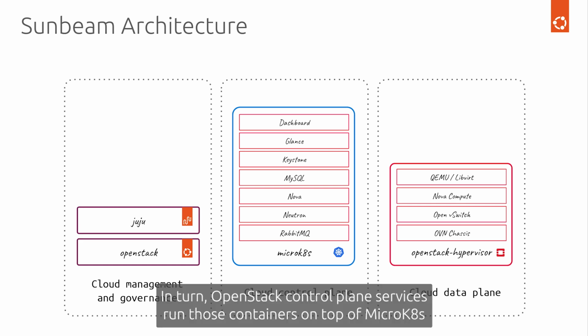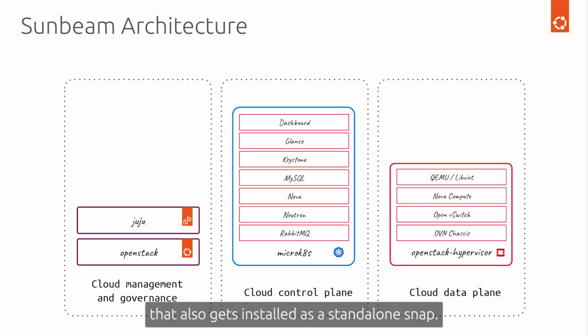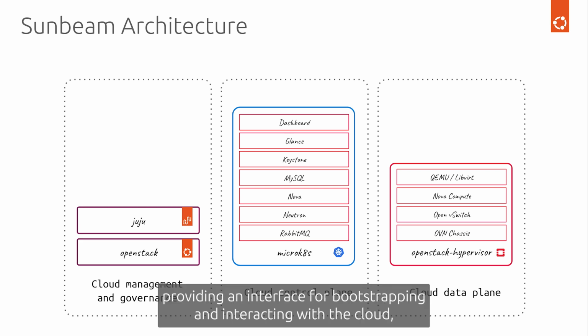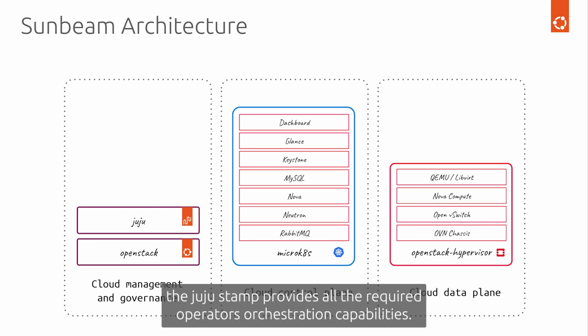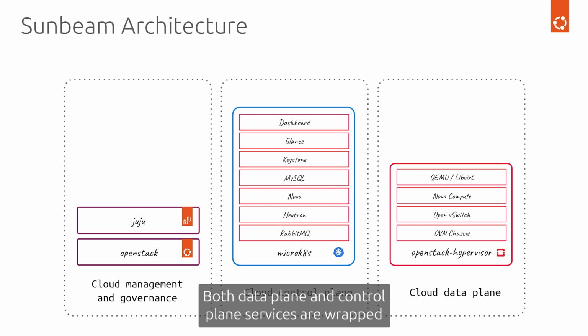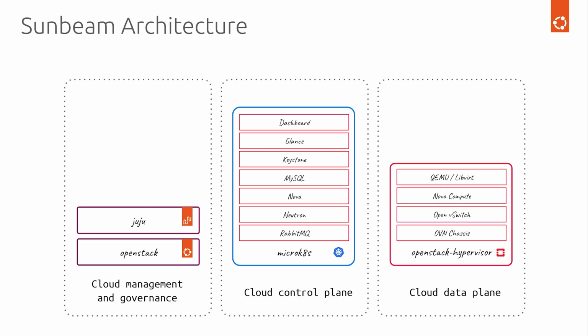In turn, OpenStack control plane services run as containers on top of MicroK8s, a lightweight Kubernetes, that also gets installed as a standalone snap. Finally, the last class of services, cloud management and governance services, also come in the form of snaps. While the OpenStack snap is a kind of a wrapper, providing an interface for bootstrapping and interacting with the cloud, the Juju snap provides all the required operator orchestration capabilities. Both data plane and control plane services are wrapped with charmed operators for operations automation purposes.